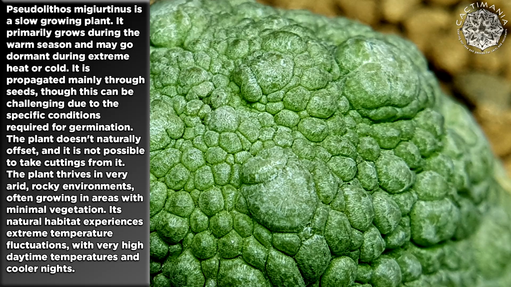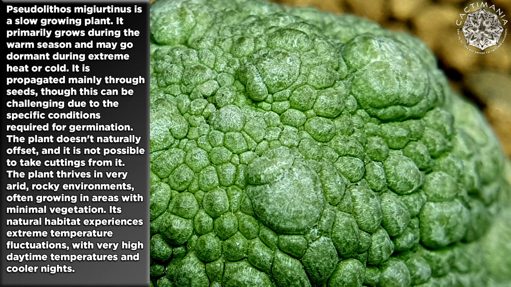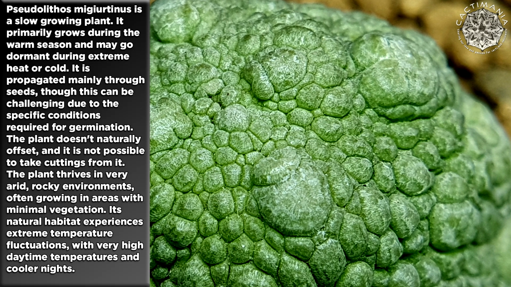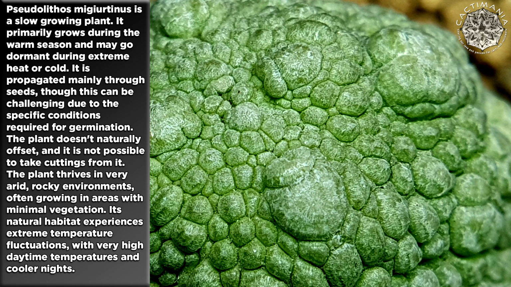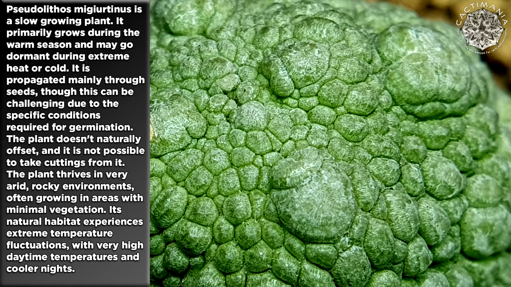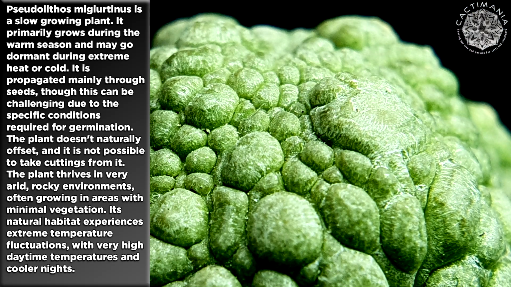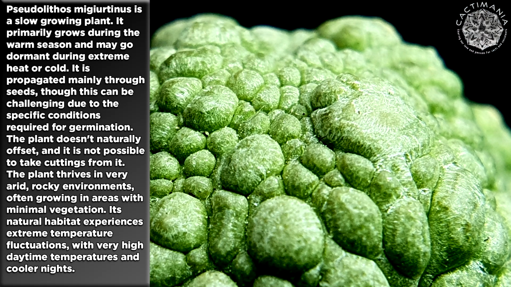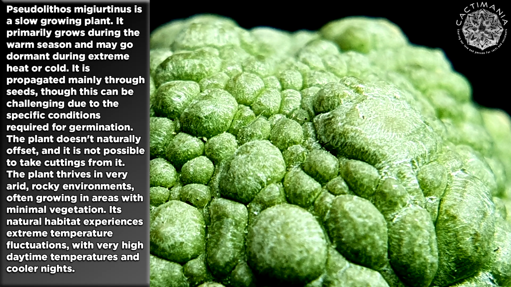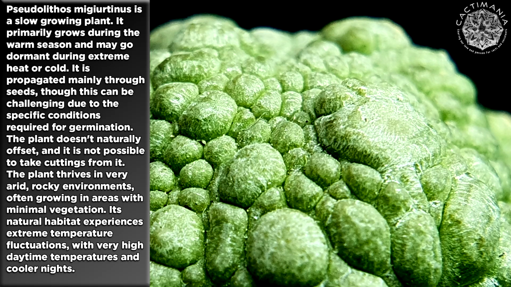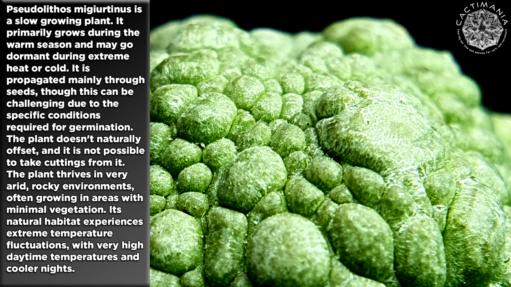Pseudolithos Migiurtinus is a slow-growing plant. It primarily grows during the warm season and may go dormant during extreme heat or cold. It is propagated mainly through seeds, though this can be challenging due to the specific conditions required for germination. The plant doesn't naturally offset, and it is not possible to take cuttings from it.